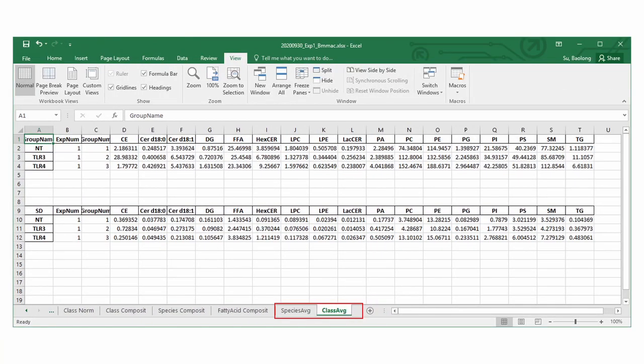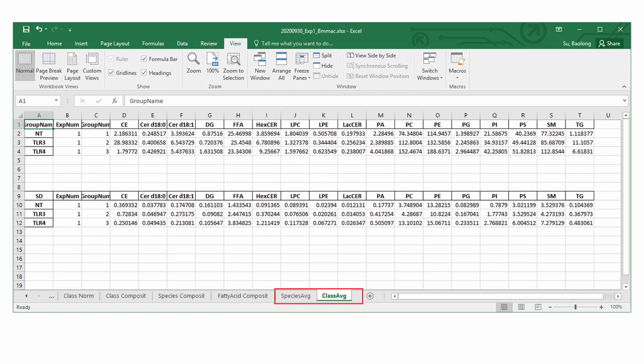The last 2 average tabs are drawn from the first tabs, Species Normalization and Class Normalization. In these tabs, we have calculated the average and standard deviation for the groups of biological replicates as assigned by the user in the sample submission form. These sheets are produced for your convenience and can facilitate the rapid generation of plots in Excel.